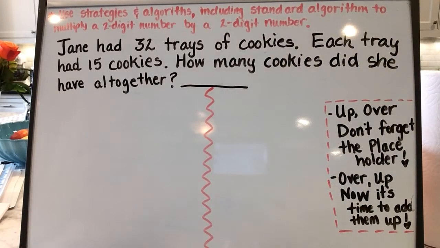All right, boys and girls, today we are going to use strategies and algorithms, including the standard algorithm, to multiply a two-digit number by a two-digit number. So today we're going to use a word problem. I'm just going to read it to you. The way I like to always read a word problem is to leave the numbers blank so I can really think about what's going on.